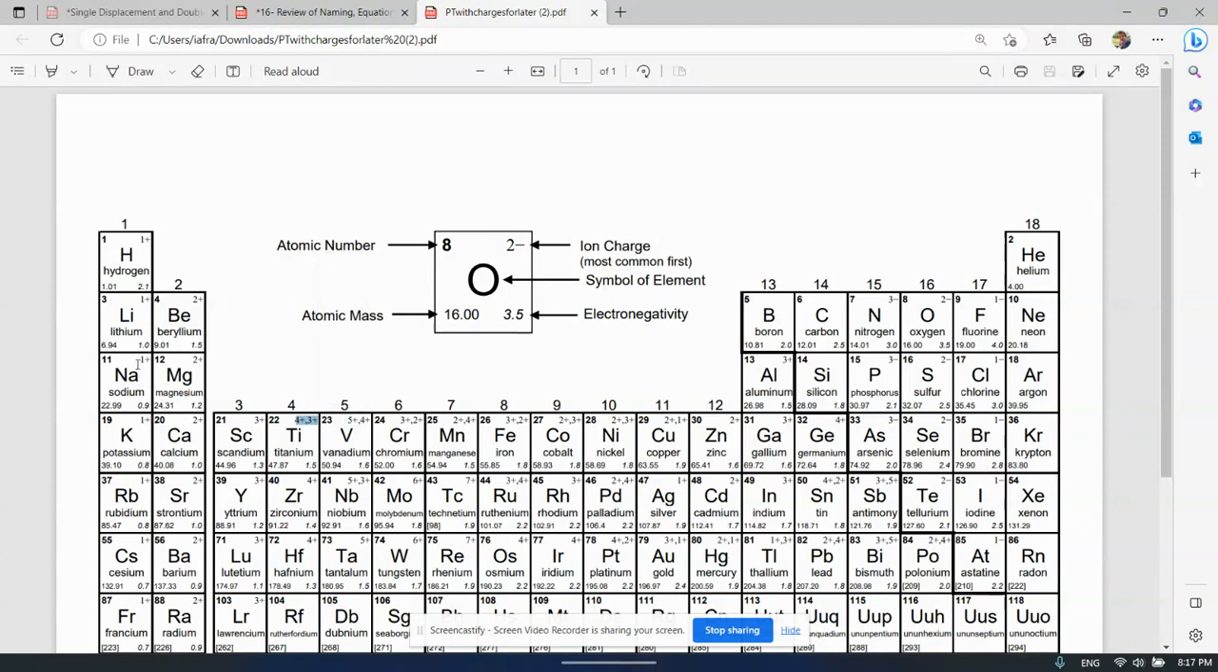If you have one charge, it doesn't matter, right? Because there's only one sodium. So there's no point in me saying sodium 1. There's only one magnesium. There's no point in me saying magnesium 2, okay? However, I have, for example, 2 coppers. So if I have 2 coppers, I have to say which copper I'm talking about. Is it copper 2 or is it copper 1?